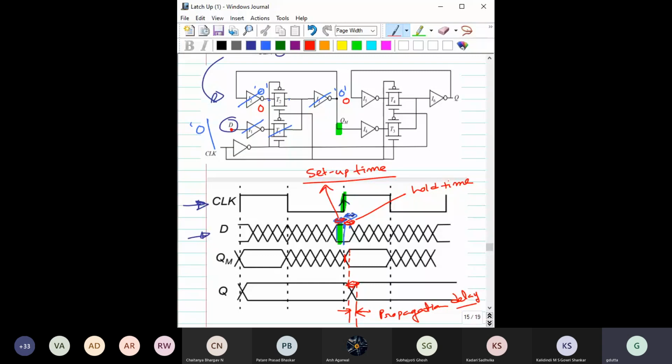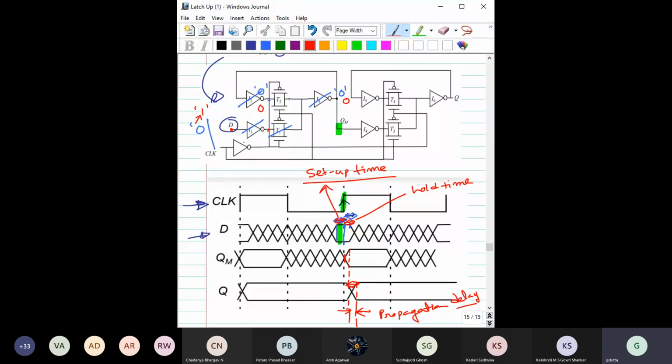Suppose now if there is any data, D has changed from 0 to 1. Will that affect this 0? No, right? Okay. But just think about it. Say this inverter was not there. Then whatever be the change in D, that will be immediately reflected across this transmission gate. However, if you consider this clock or this clock bar, it is going through one inverter delay.